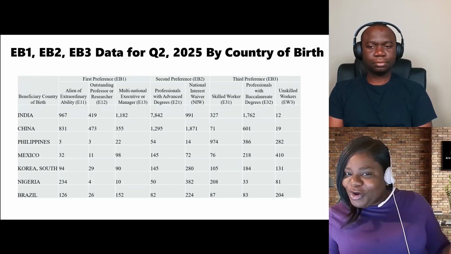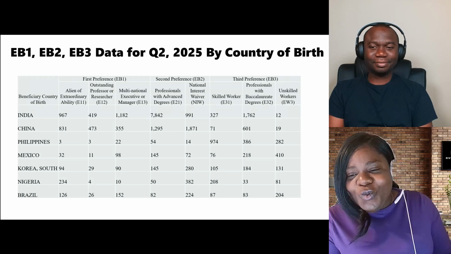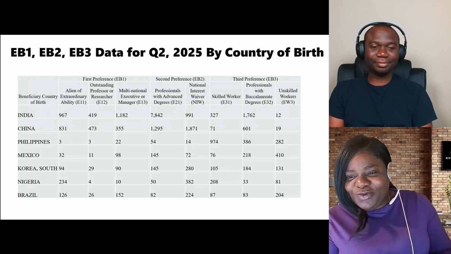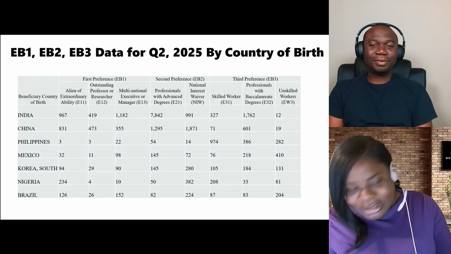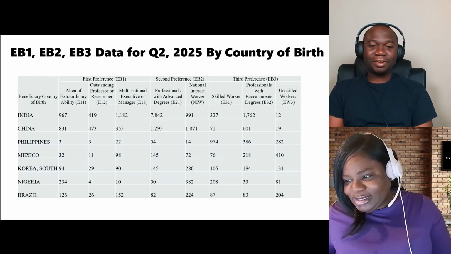So, Dr. Bobola, what do you have to say about this data? What do you see with the trend? What advice do you have for the people based on this data that we've shared today?